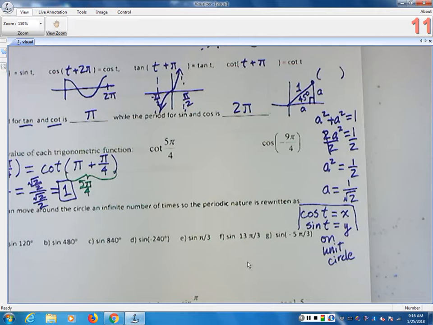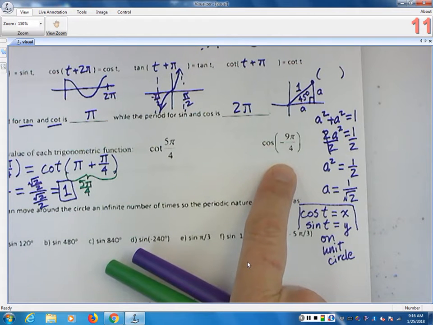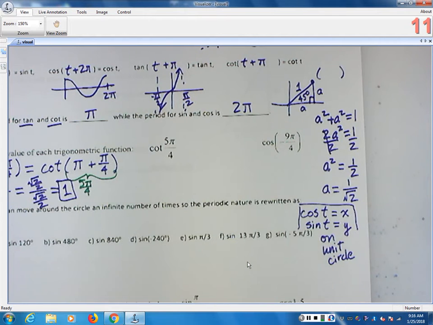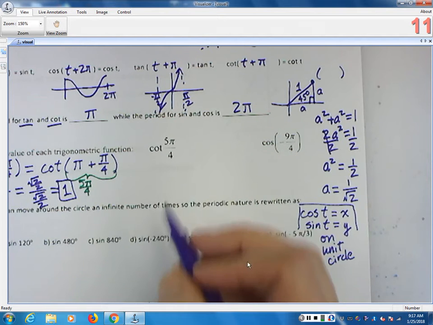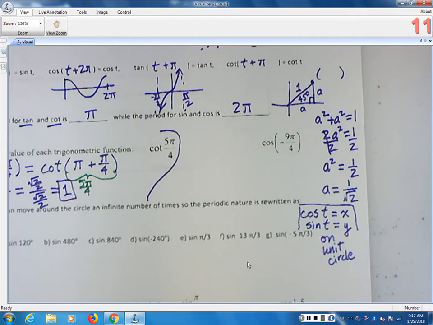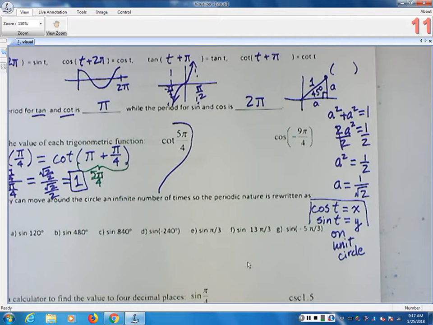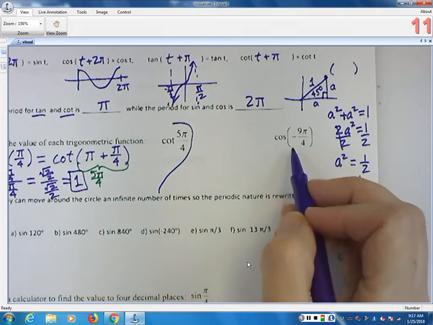Okay, and then there's another one, cosine of minus 9 pi over 4. I'm going to do the work over here. I really need to redo these notes and make them bigger. Not enough room. We're going to work this one.